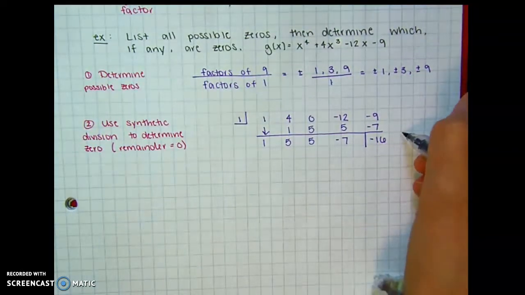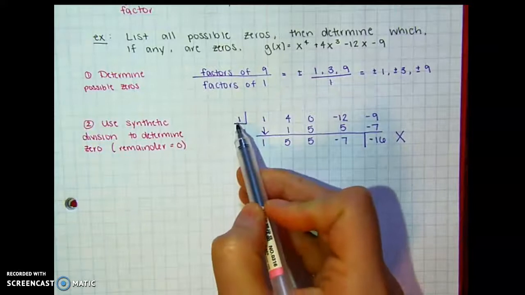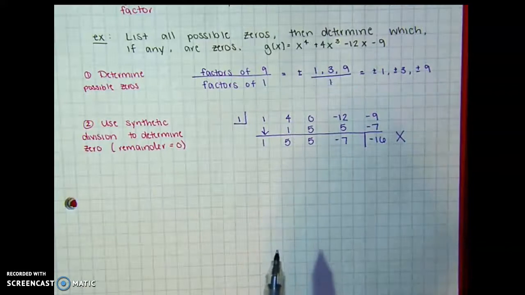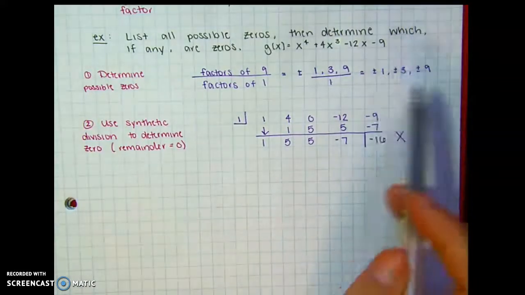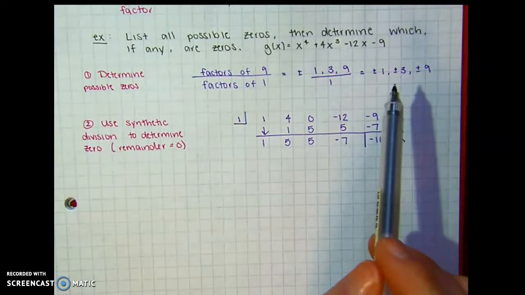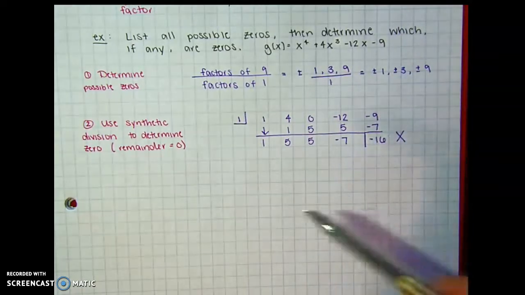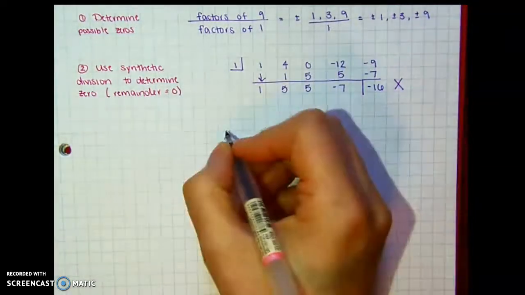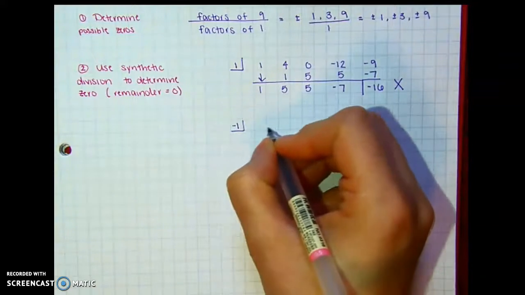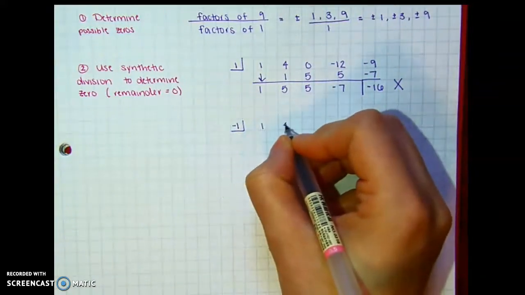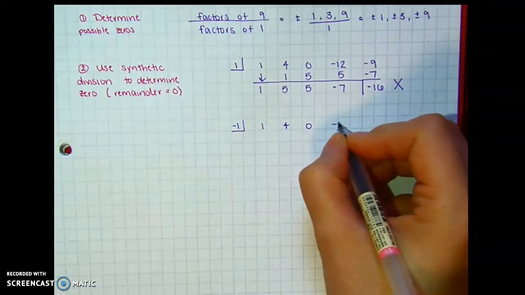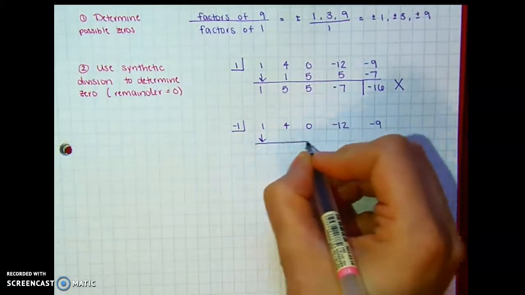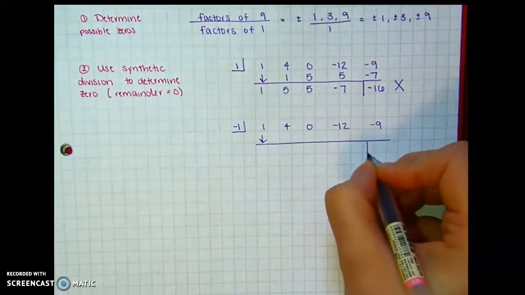So we have concluded 1 is not a zero. It's a possible zero, but it is not a zero. So this is where it's tedious. We now choose another one. And as you can imagine, it's going to get harder when we have more possible zeros. That's okay. You'll get better at it. So let's choose negative 1. Same process, we're just doing it with a different number. So make sure you set this up correctly so you don't lose points for that.